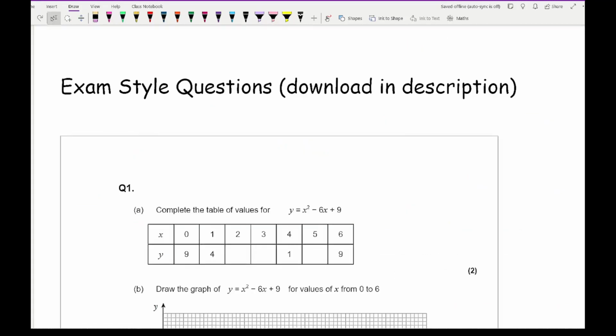So now let's have a look at some exam style questions that I've taken from some past papers. Now you can have access to these questions by clicking on the link in the description below, and I'll also include the mark scheme as well for you. Let's have a look through these questions.